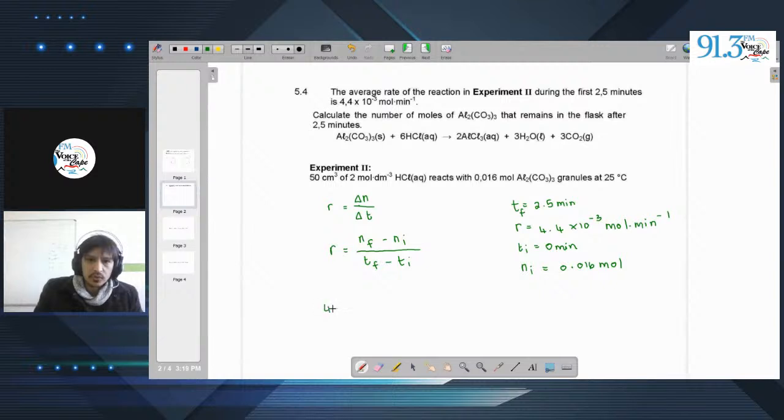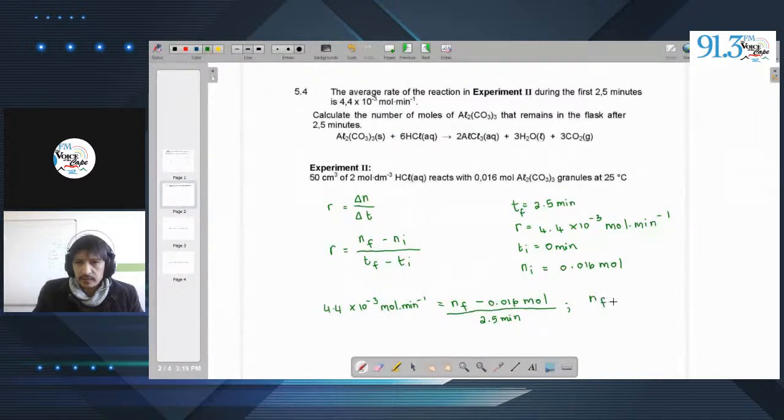Now we can go ahead and substitute this information into our equation. Well, we've got 4.4 times 10 to the minus 3 mole per minute. And yes, I know it's tedious writing all my units, but it is of the utmost importance that you fill it in. We don't know what the final is. We want to figure that out. We know this is 0.016 mole, and this is over 2.5 minutes.